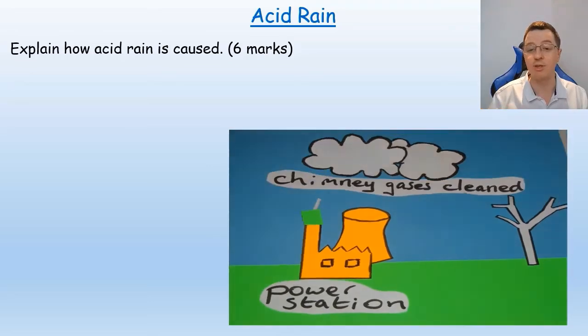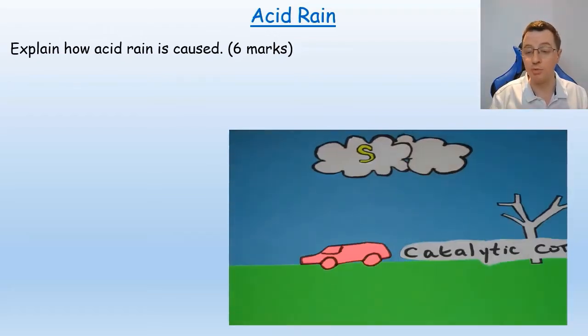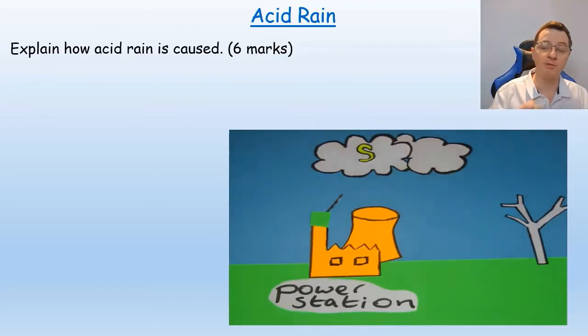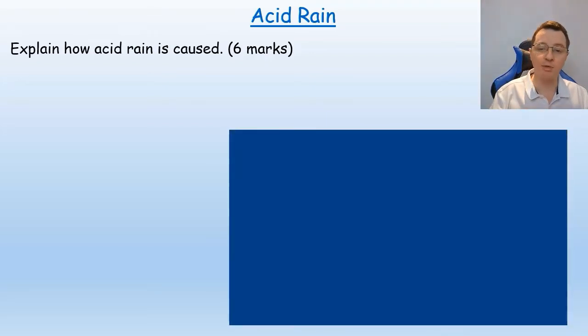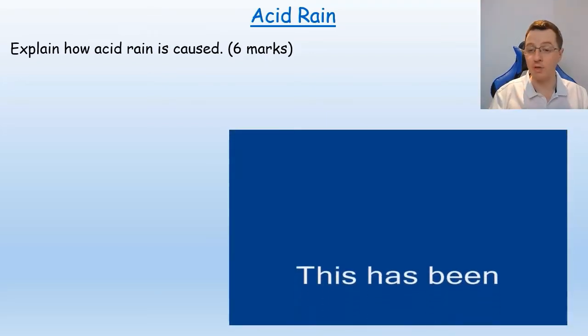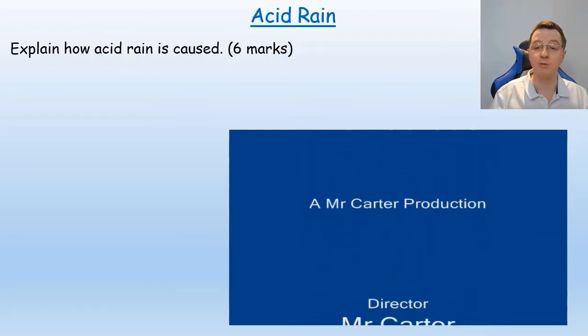the ecosystems of Scandinavia. However, we now have catalytic converters in cars which will absorb sulfur dioxide, and in fact filters on the chimneys of factories and power stations, again to absorb the sulfur dioxide and prevent acid rain from being formed.